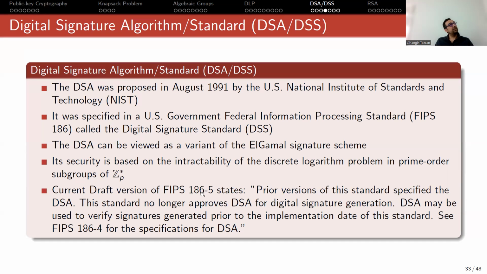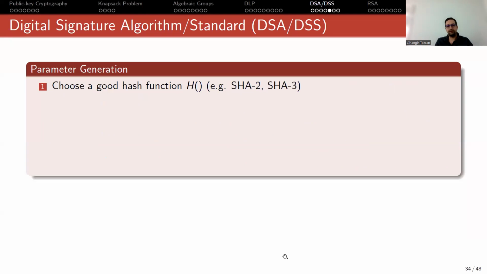And when I was teaching last year, I said that the current draft of this FIPS 186-5 was in draft version, and there it said they removed the digital signature algorithm from the new version. They say that prior versions of the standard specified the DSA. This standard no longer approves DSA for digital signature generation. DSA may be used to verify signatures generated prior to the implementation date of the standard. See FIPS 186-4 for the specifications for DSA. As you can see, the United States is no longer using this signature algorithm. Instead, by the way, they prefer the elliptic curve digital signature algorithm or similar variants.